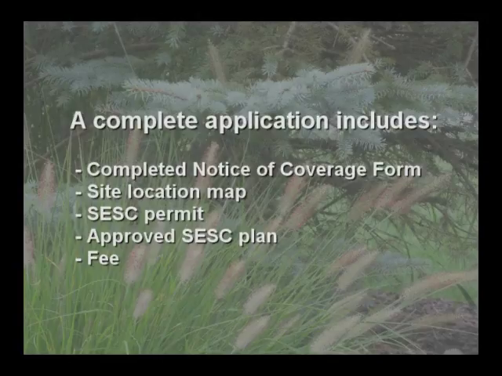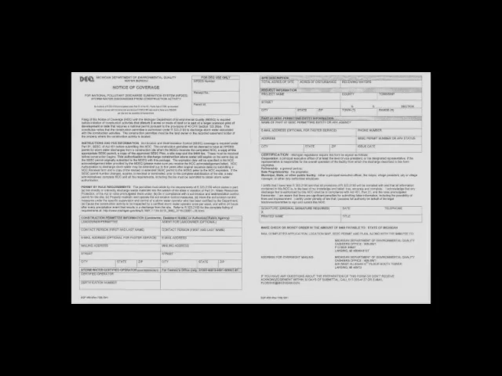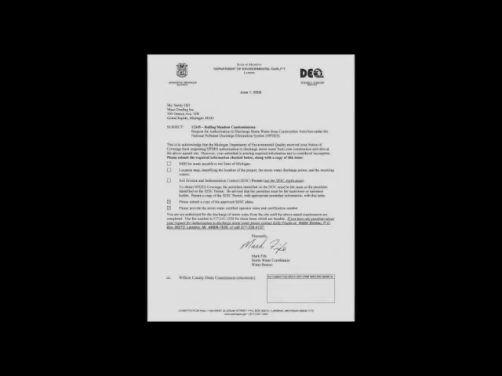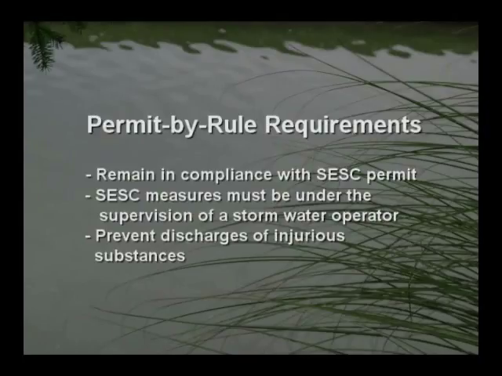the appropriate fee. Once the DEQ receives the completed notice of coverage, appropriate documents, and fees, stormwater coverage begins and construction can commence. A letter acknowledging receipt of the notice of coverage will be sent to the permittee and the SCSC agency. If the form was incomplete or other required documents were missing, this letter will identify additional information needed before coverage can begin. Once coverage begins, there are requirements that must be met to remain in compliance with the permit by rule. These requirements include the following.